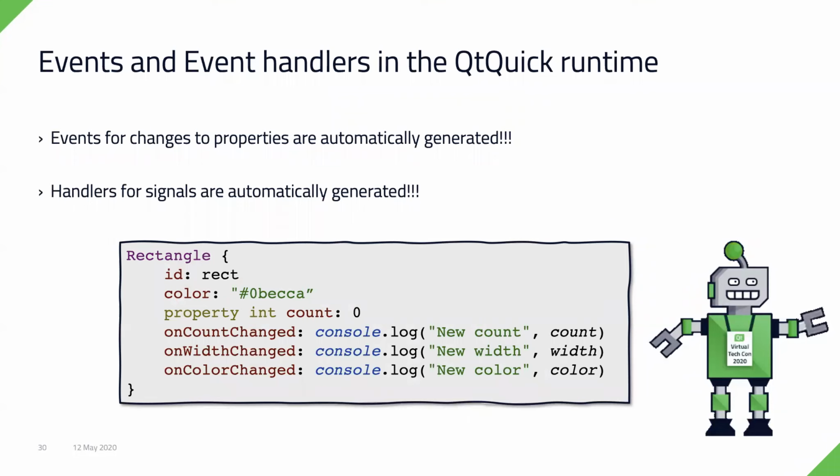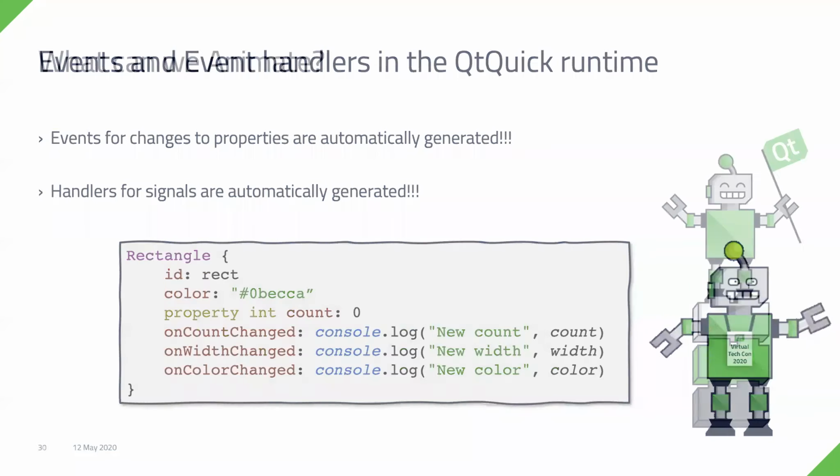Likewise, if you add a custom property to an element, in this case we have a rectangle, it has a color and it has a property int count. When the count changes, then the on count changed signal handler is triggered, because count changed is the signal which is emitted. Likewise, if we change the width, or if we change the count property, then that signal handler is triggered. Pretty cool.